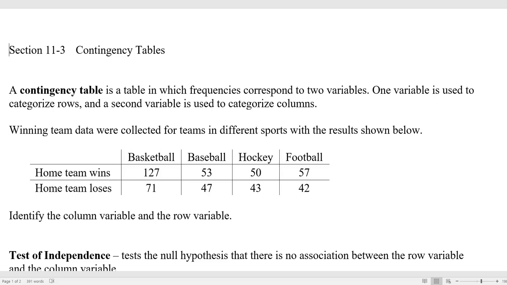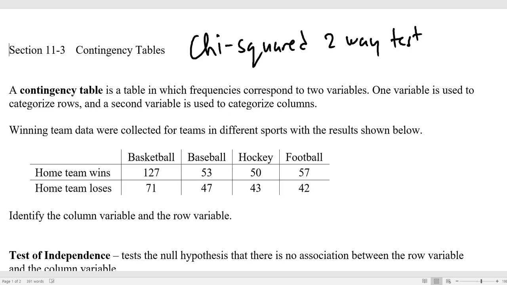So 11.3, we're going to be looking at contingency tables, or this is kind of a chi-squared. They'll call it a two-way test. We are dealing with a two-way table, or a test of independence. Okay, and the idea is here I have a table. I can't run the goodness of fit because I have two categories. And what we want to do is figure out whether these two categories relate to each other.